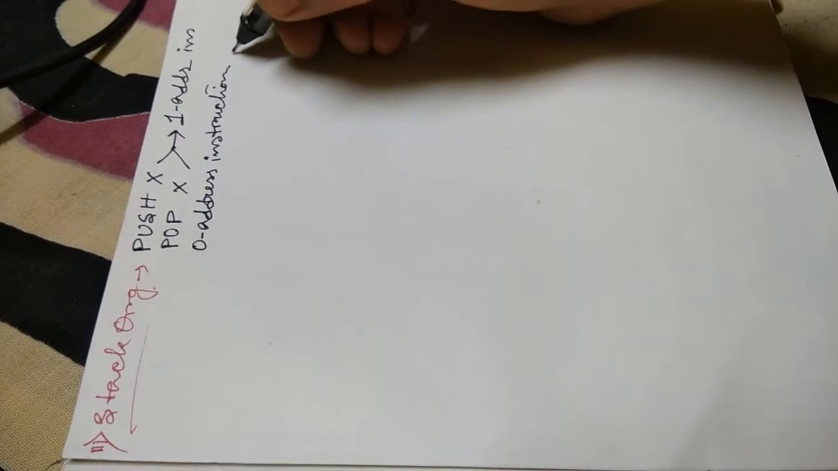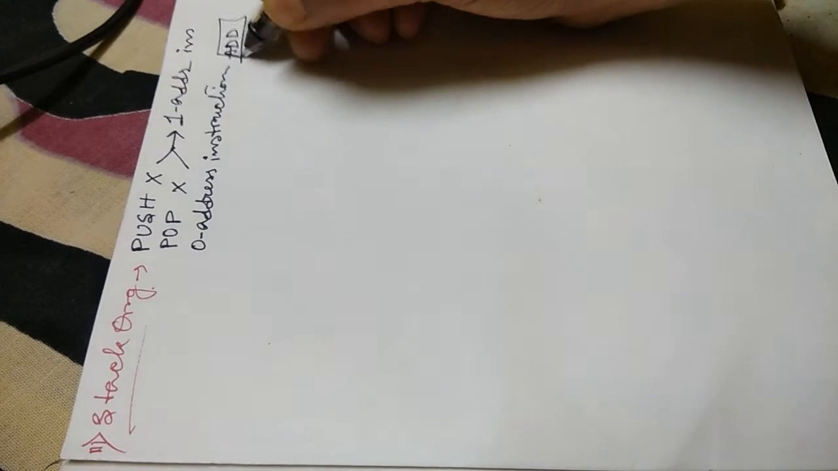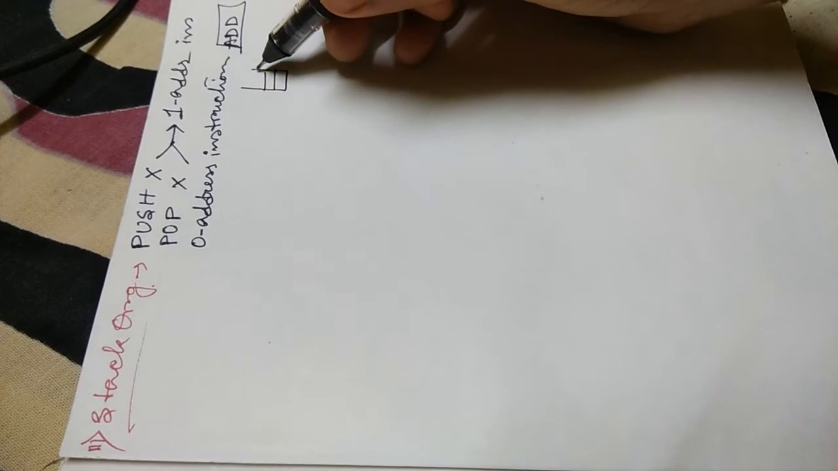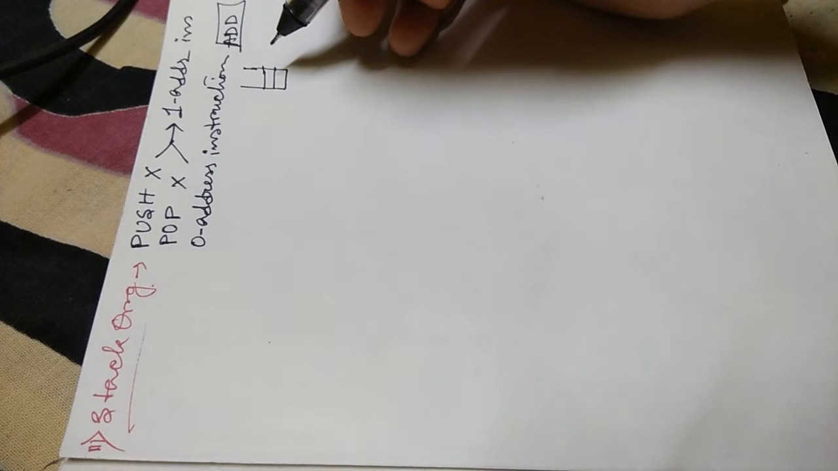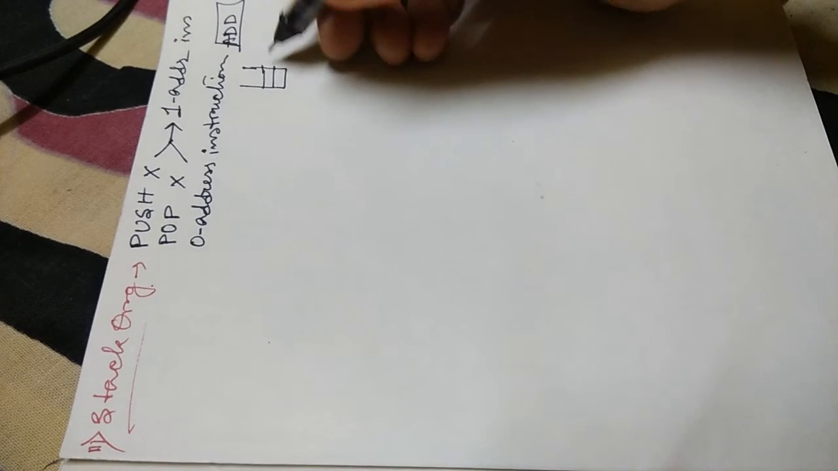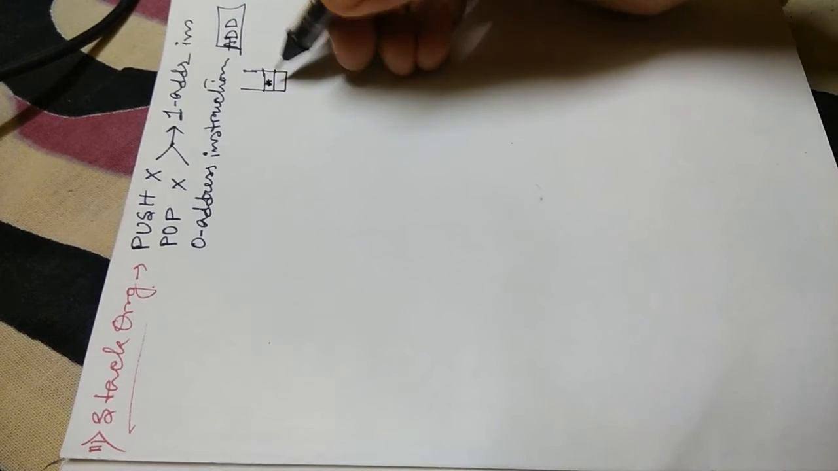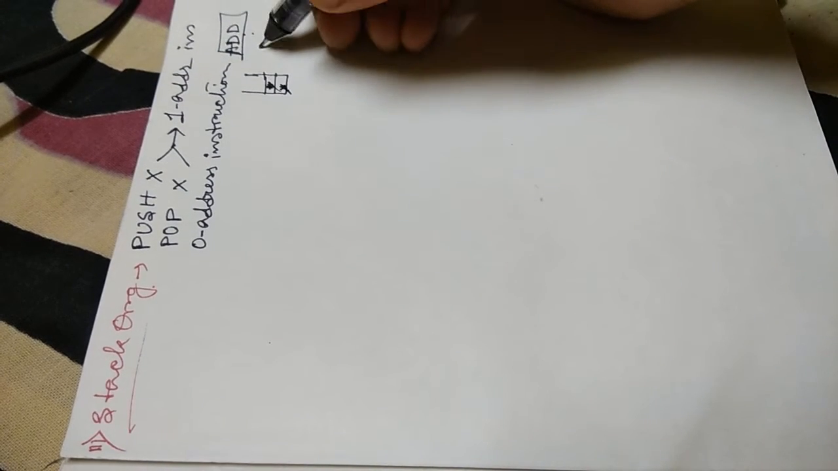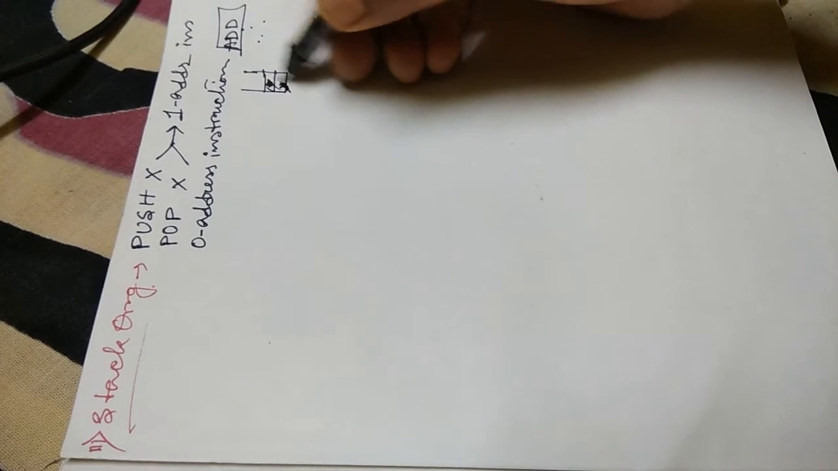Zero address instruction means only the opcode will be there, no address will be mentioned in the instruction. For example, add. If I say simply add, you are familiar with the evaluation procedure in the stack organization. So whenever add or any zero address instruction is met, the topmost two elements will be popped and the operation like add, subtract, multiplication, division will be performed between them, and the result will be pushed into the top of the stack.